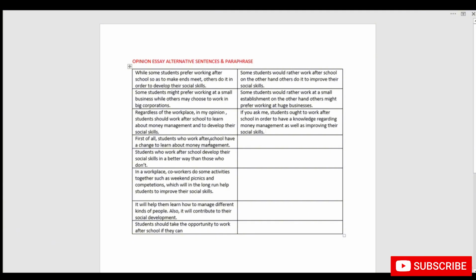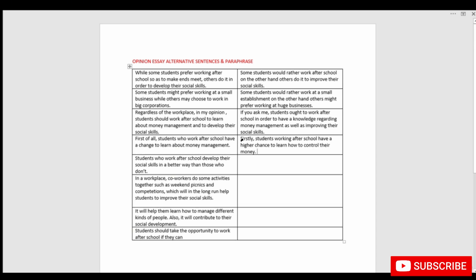Let's look at the next one. First of all, students who work after school have a chance to learn about money management. So I'm going to change it by saying, firstly, students working after school have a higher chance to learn how to control their money. I applied what I mentioned in the previous sentence. I changed some of the wording. And the next one is, students who work after school develop their social skills in a better way than those who don't. So I'm going to say it.